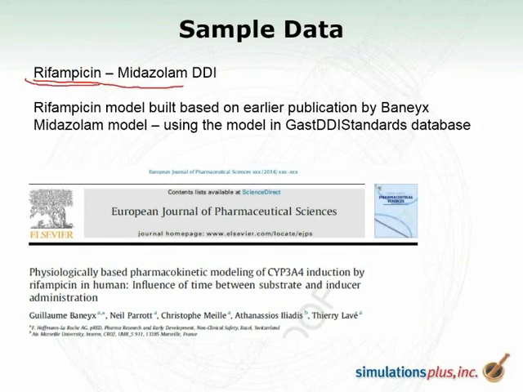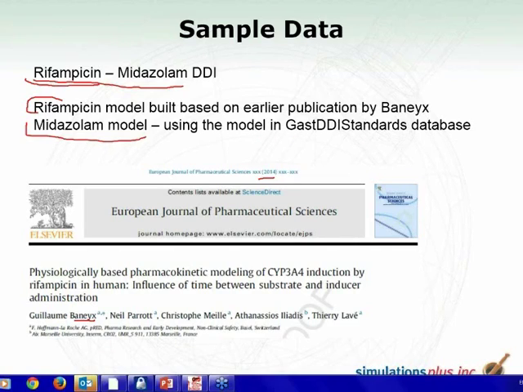Rifampicin is a 3A4 inducer, and again, there was a publication by Banig just a few months ago. I think it came out in February 2014, nicely describing the building of this model in GastroPlus, so that made our job much easier. And we paired that up with our midazolam model within the database of standard compounds that you've already seen and probably used in other drug-drug interactions.